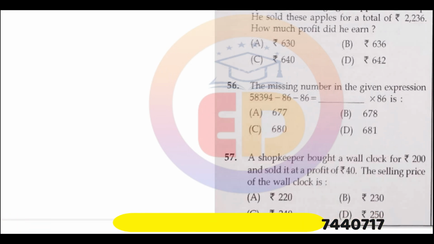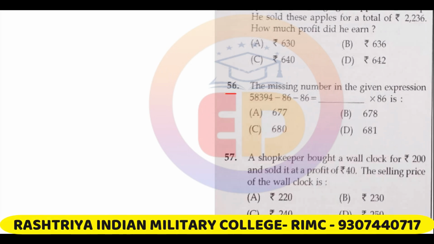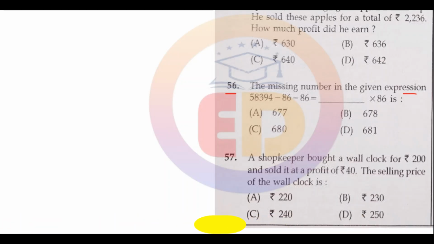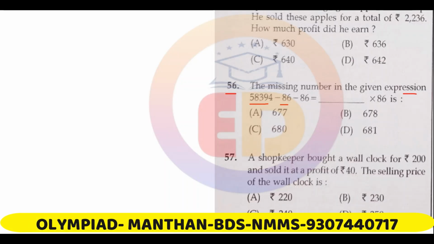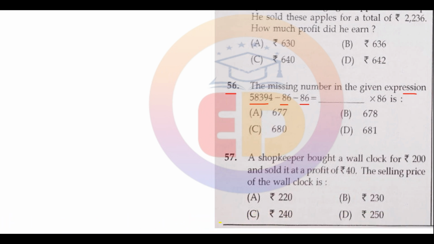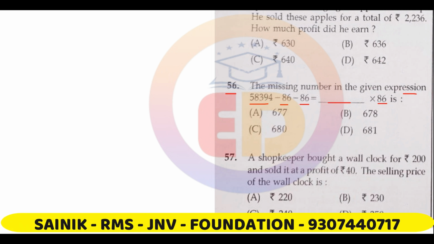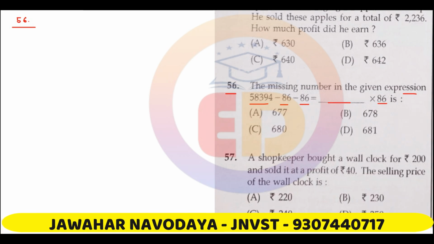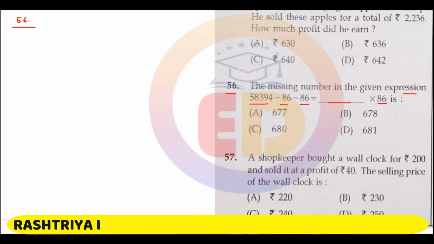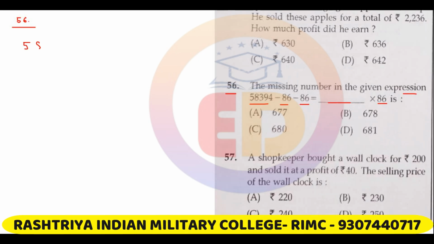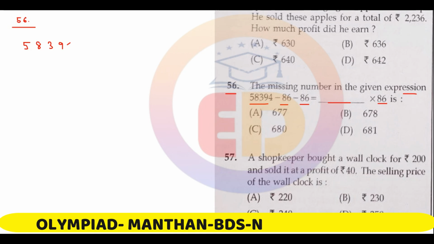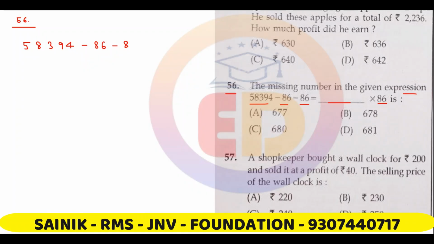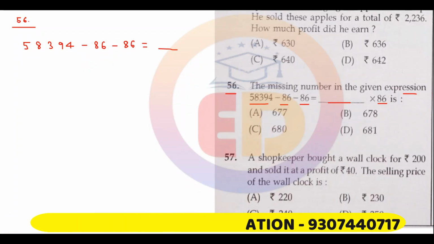Question number 56. The missing number in the given expression: 58,394 minus 86 equals blank multiplied by 86. So let us approach this question. The expression is 58,394 minus 86 equals blank multiplied by 86.